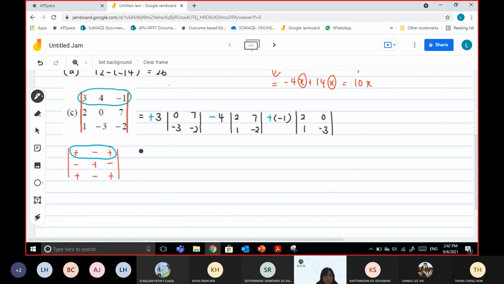Next we are going to evaluate each determinant. For the first one, we have a 3. The determinant will be 0 times -2, so 0, minus negative 3 times 7, so negative 21. Then next one, minus 4. We have 2 times negative 2, so negative 4, then minus 1 times 7, so minus 7. Next we have plus negative 1, which is a minus 1. Then 2 times negative 3, negative 6, minus 0. So these are the values here.